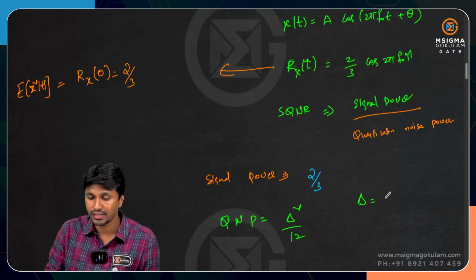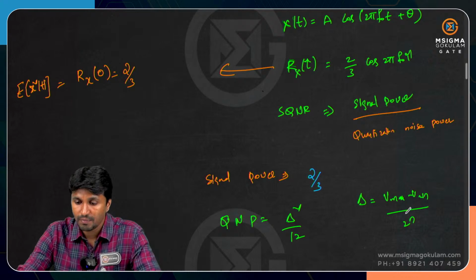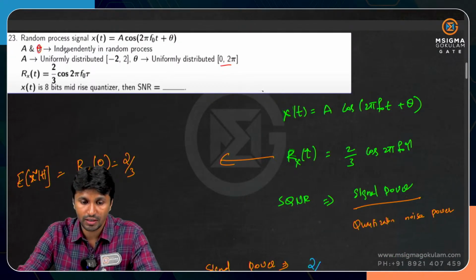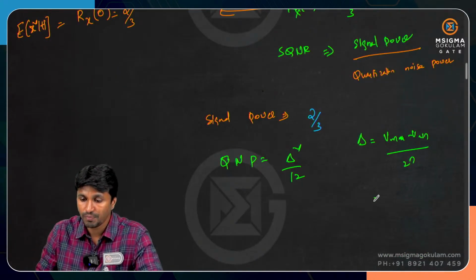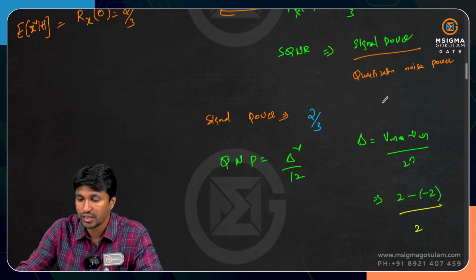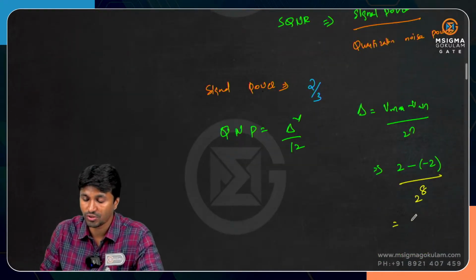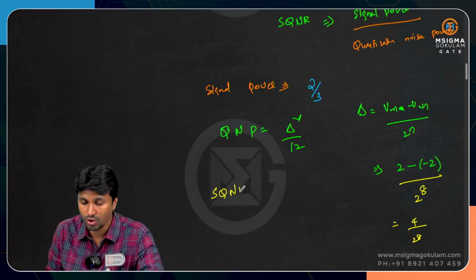Delta is nothing but Vmax minus Vmin divided by 2 raised to n. So what is Vmax and Vmin? Look at the amplitude of the input random process. It is uniformly distributed in the interval minus 2 to 2. So the maximum value is 2 and the minimum value is minus 2. Therefore this is 2 minus of minus 2 divided by 2 raised to n. He has given that it is an 8-bit quantizer, so n is 8. Therefore 4 by 2 raised to 8. Substitute all these things into this equation and calculate the signal to quantization noise ratio.